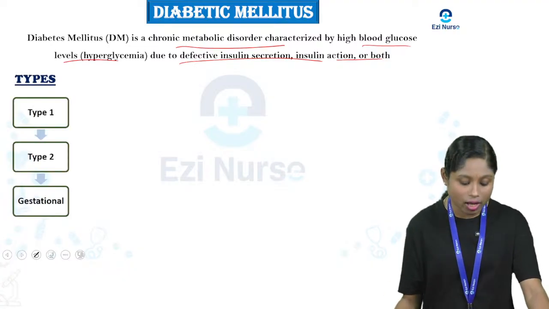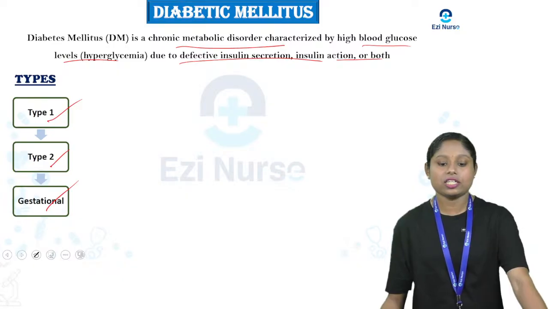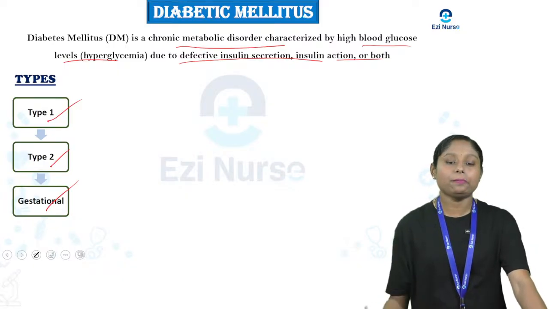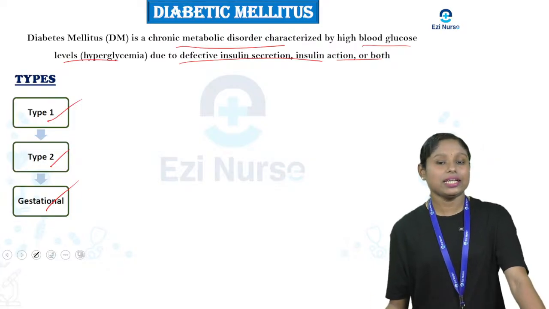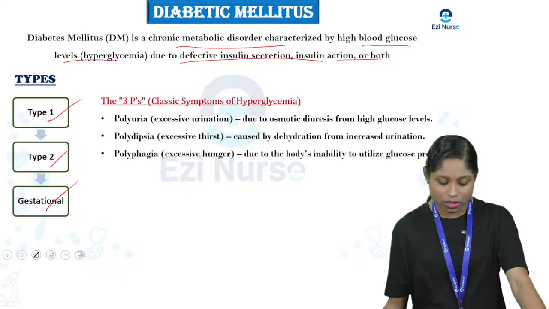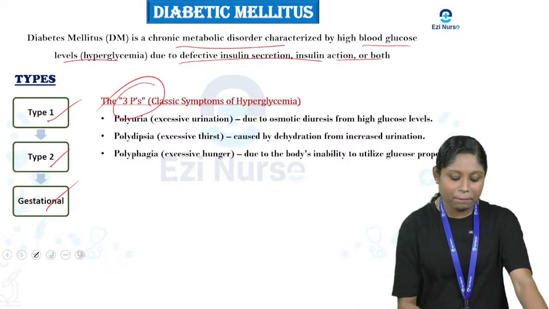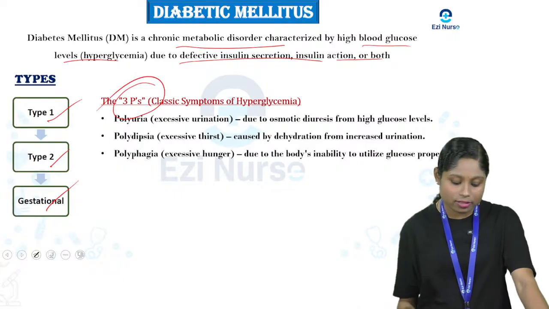So what are the types here? Type 1, type 2 and gestational. Type 1 diabetes mellitus, type 2 and gestational. Gestational is where the mother gets diabetes mellitus during pregnancy; then it is known as gestational diabetes mellitus. So what are the three classic P's, or classical symptoms, of hyperglycemia?